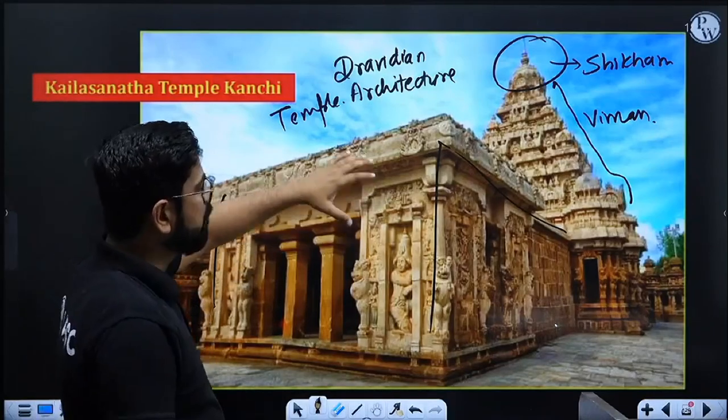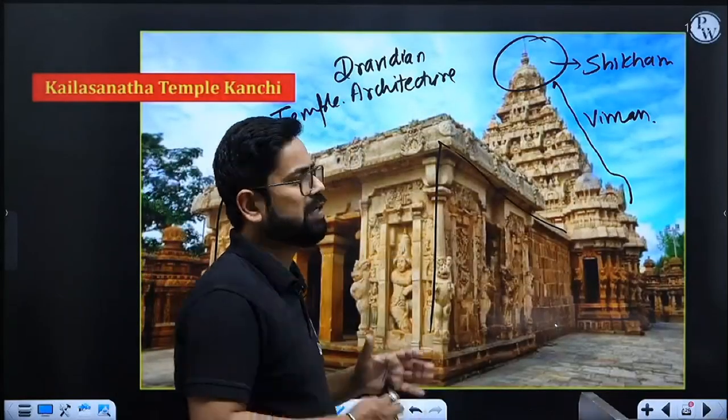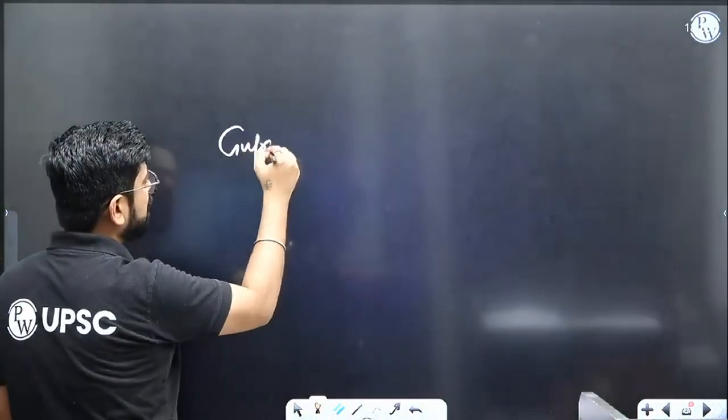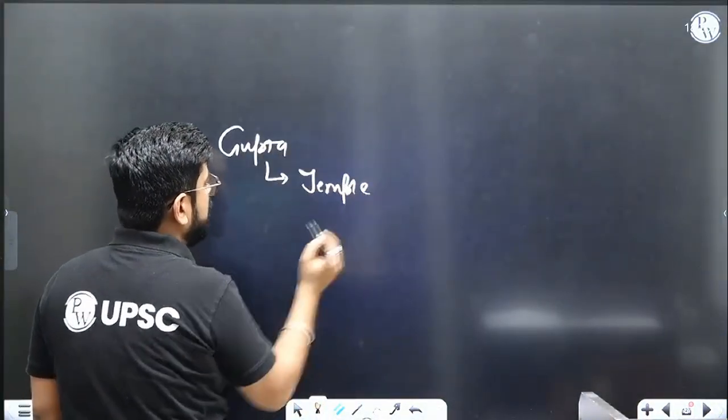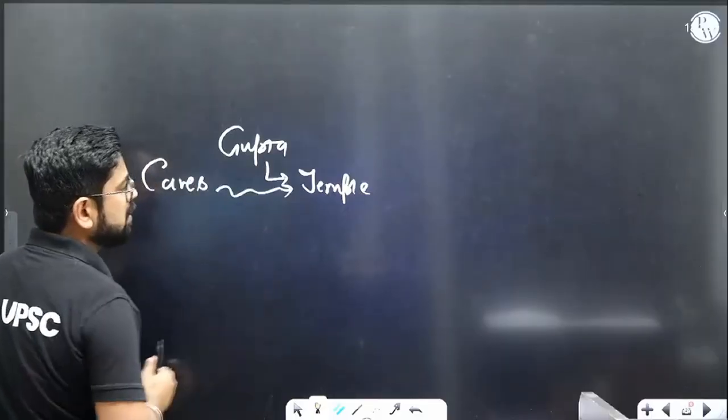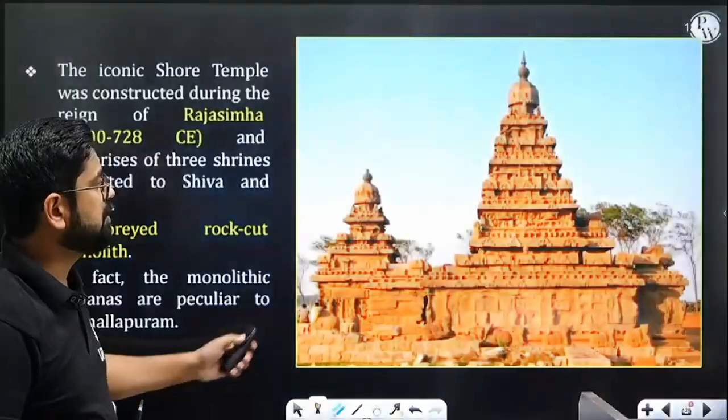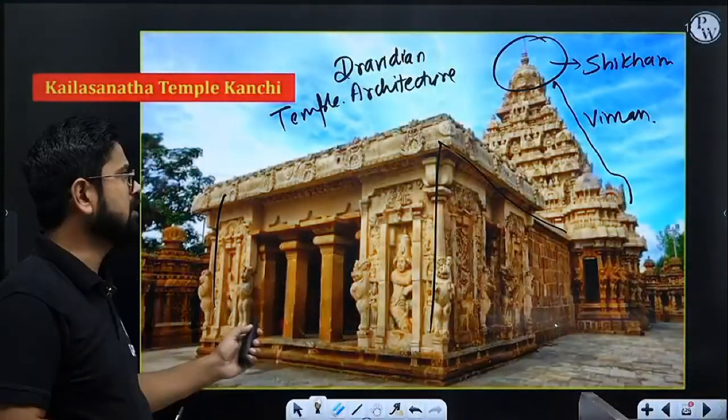So now again, we find this type of structure. One type of structure we have seen in the Nagara part, Nagara architecture. If you remember, the Guptas were the ones who started this. Guptas started temple architecture. Before that, we were making caves, and then from caves we moved to temple architecture. And now the same progression we discuss here as well. We'll come to how the Dravida temple started.